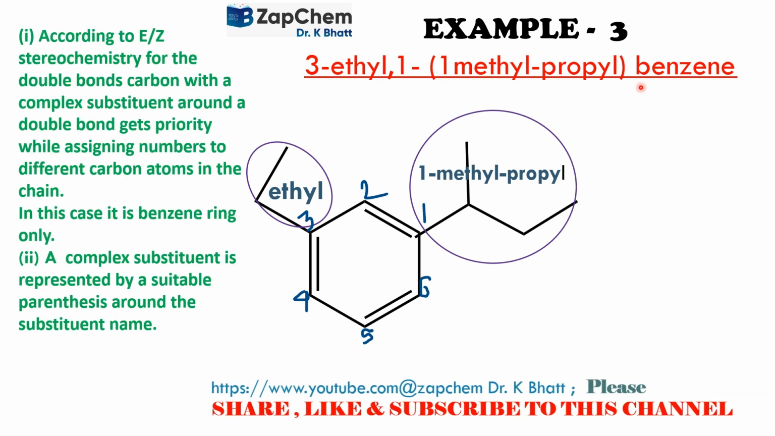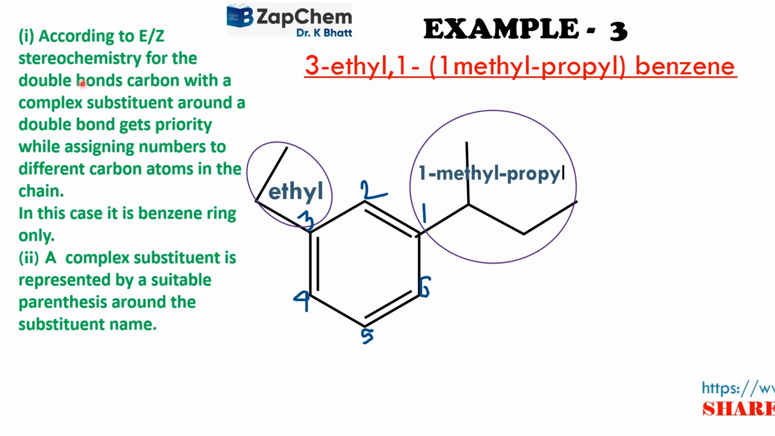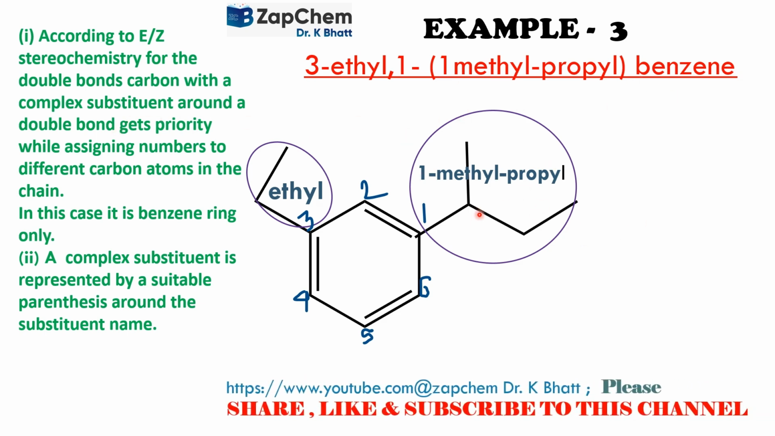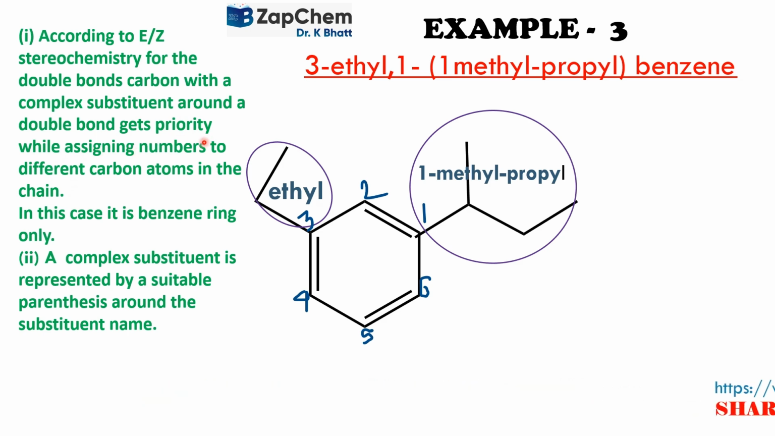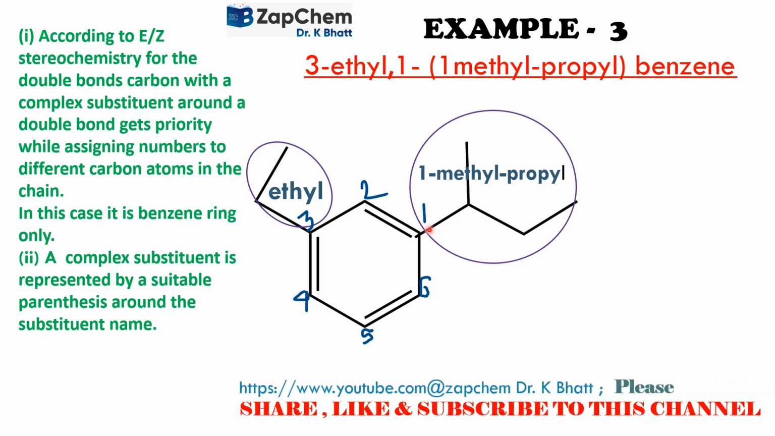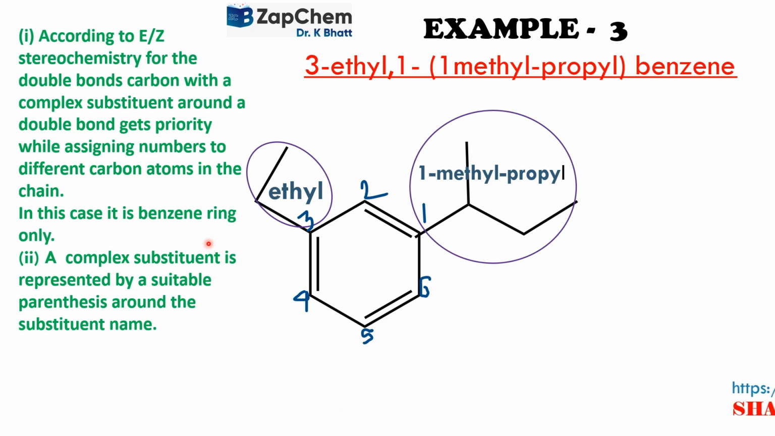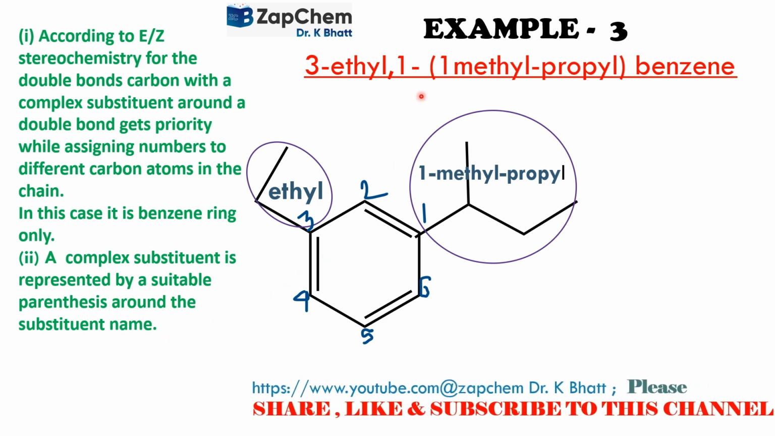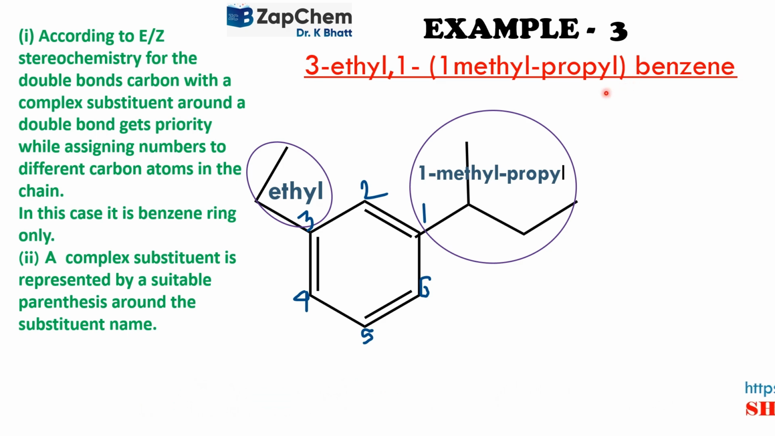So the points to be noted here are, according to E-Z stereochemistry for double bonds, the carbon with a complex substituent around a double bond gets priority while assigning numbers. We will give priority to this carbon for numbering. In this case, it is a benzene ring only, therefore 6 carbon atoms. A complex substituent is represented by suitable parentheses. This is known as a parenthesis, simply a bracket around the substituent name.